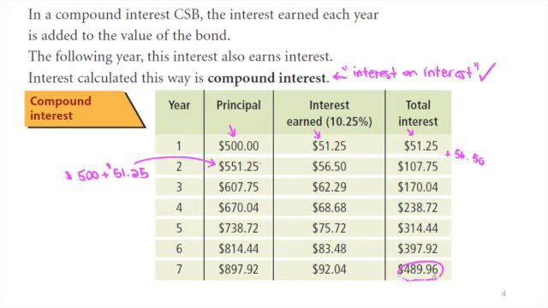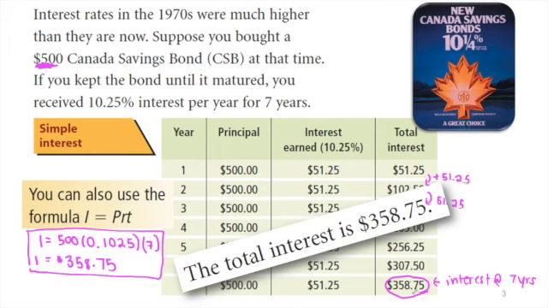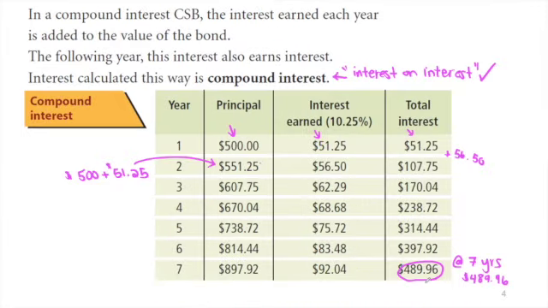So you'll notice after 7 years, you have more money. The amount of interest earned is $489.96 versus the $358.75. So if I asked you to compare between simple and compound interest, you would always say compound interest is definitely your more beneficial interest that you want for a savings bond.